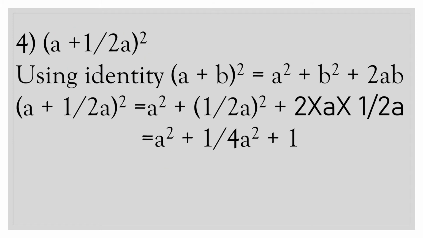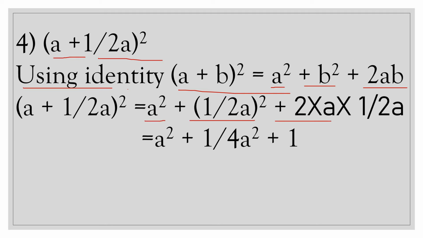Next question, (a + 1/2a) whole square. Using identity again, because we have a binomial with addition sign in between, (a + b) whole square is equal to a square plus b square plus 2ab. So the expansion of (a + 1/2a) is equal to a square plus (1/2a) whole square plus 2 into a into 1/2a. Your answer will be a square plus 1/4a square plus 1.